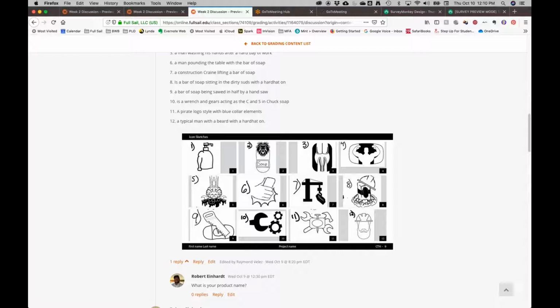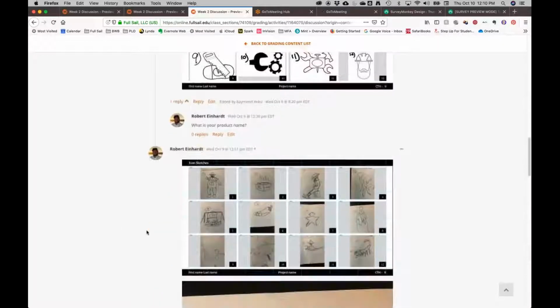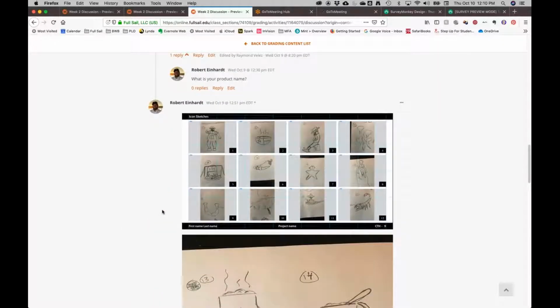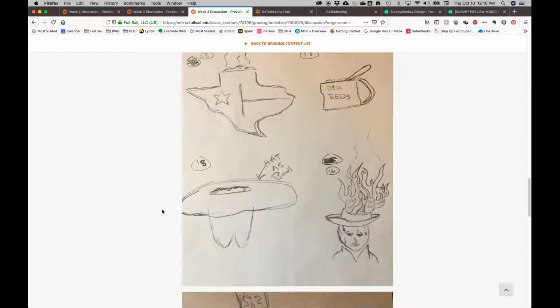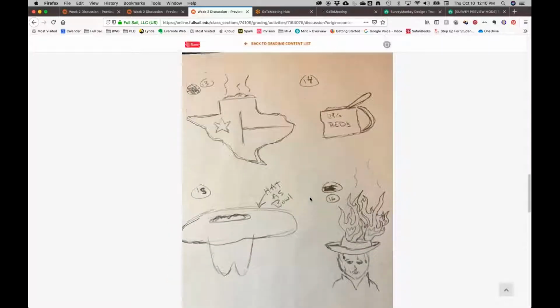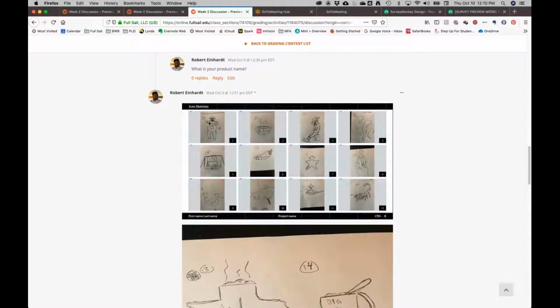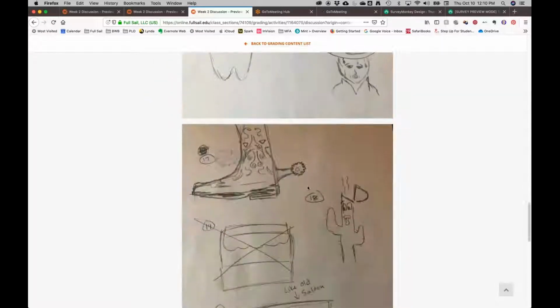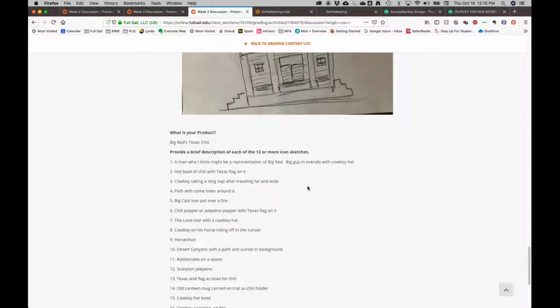Thank you. All right, Robert, right here. Here you are. So you are doing Big Red's Texas Chili. All right, so you got a personification. There's Big Red. Here's the chili bowl with the Texas flag. Number 3 is a cowboy taking a nap.